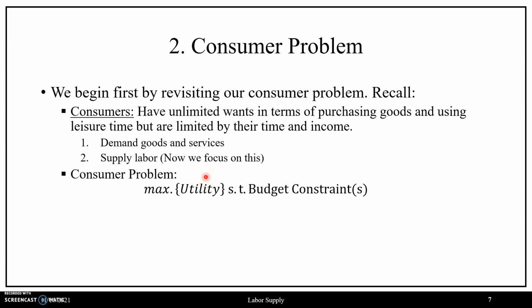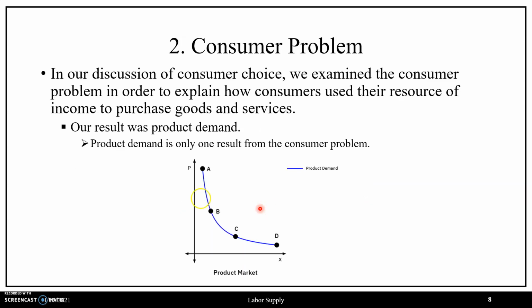In terms of formally stating the consumer problem, recall that this is to maximize utility subject to the budget constraints. In our discussion of consumer choice, we examined the consumer problem in order to explain how consumers use their resource of income to purchase goods and services. Our result was product demand, which is only one result from the consumer problem, which we have below, in which price is on the vertical axis, quantity of a particular good is on the horizontal axis, and we saw and derived the inverse relationship between the price of a good and quantity demanded of a good.